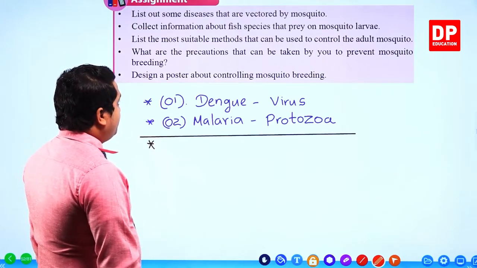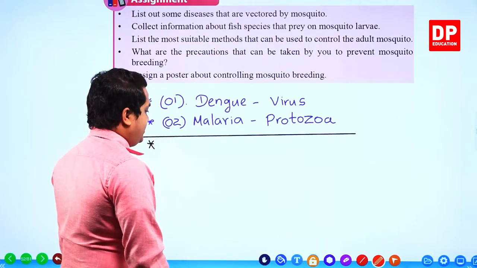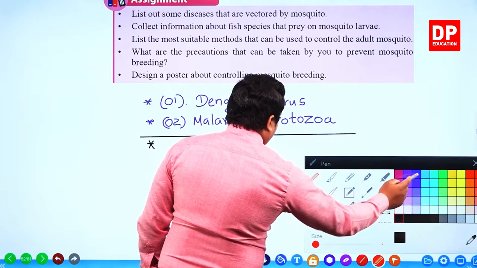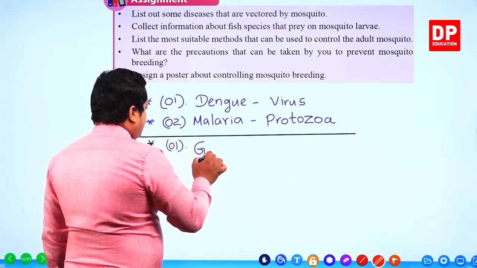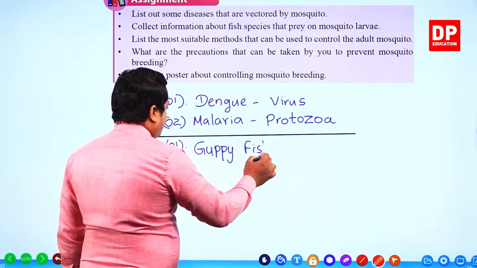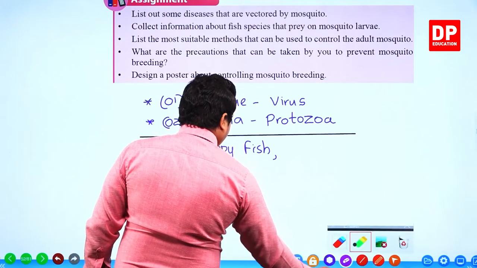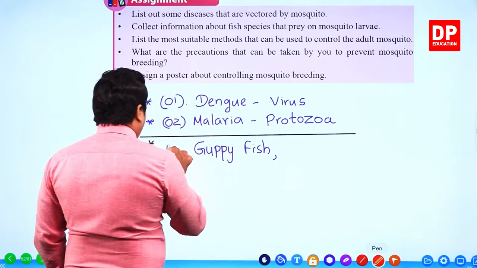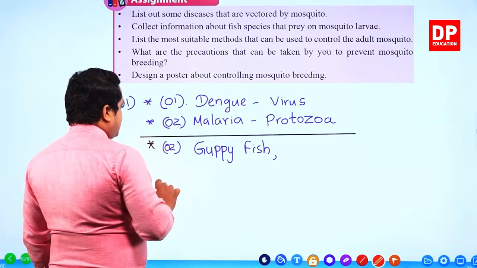Collect information about fish species that prey on mosquito larvae. Okay. So, I told you, small fishes like guppy fish, okay, guppy fish, a small fish that has a colorful body. So this is for the first question. This is for the second one.